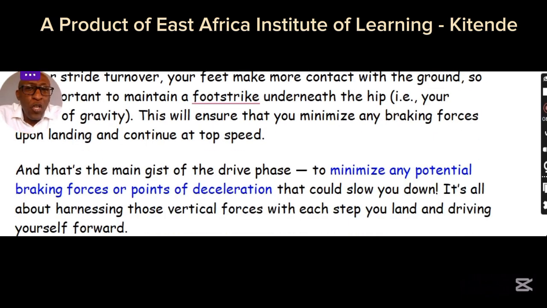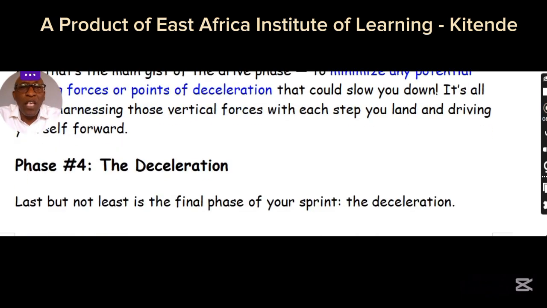Now, remember this. You need to minimize any potential braking forces or points of deceleration. You need to minimize them. That is why we are progressively moving into the vertical position as we leave the horizontal position. It's progressive. Why? You are minimizing forces of deceleration.